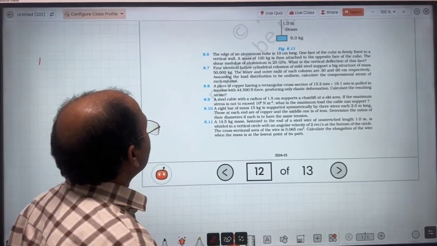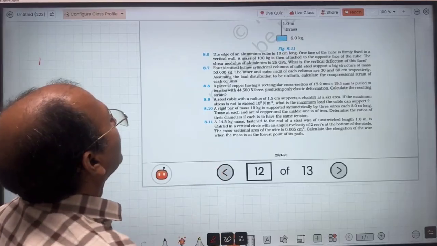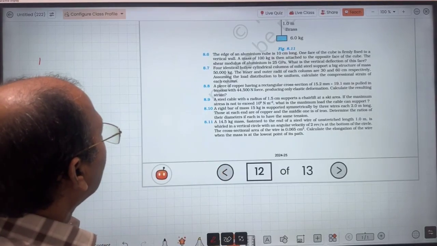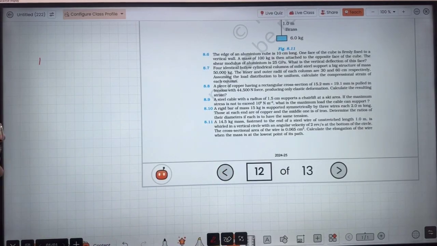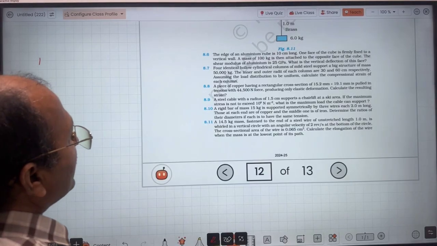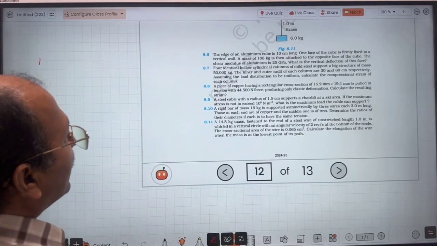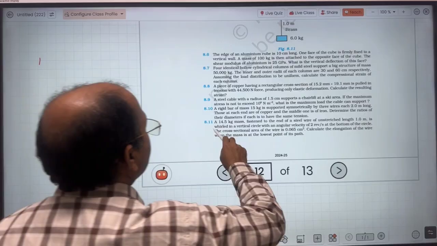Today we are going to continue with question number 8.11 of chapter 8. Up to here we have done in the previous lecture, so I think you must have seen them. So let's continue. Here information is given.